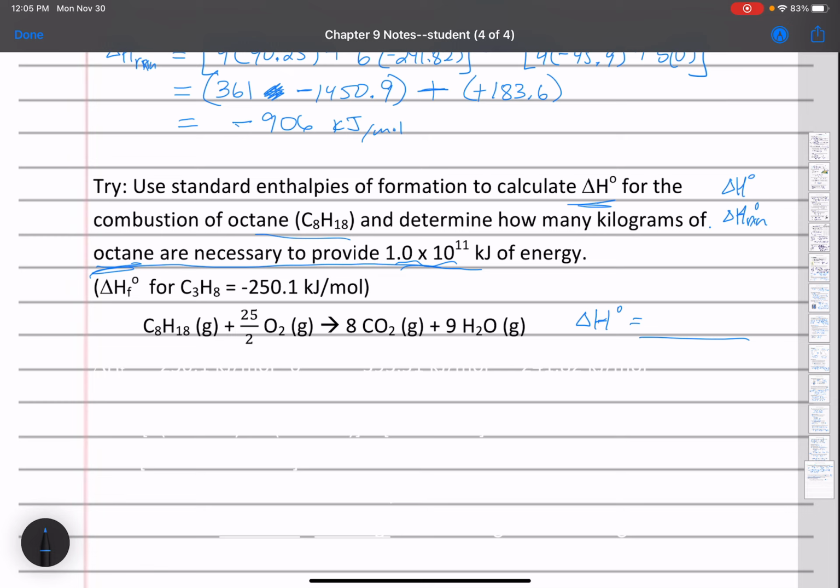Okay, so we're going to use the table in the appendix to look up the heats of formation. All right, that table doesn't have the heat of formation for octane, so I looked it up and I included it in this problem. Oh, no, why did I find it for propane? Okay.